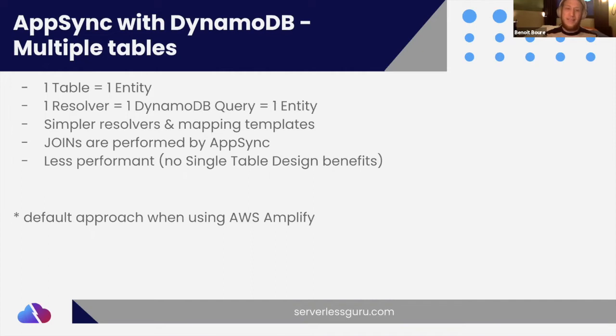One downside to that is that it's a bit less performant. Because you're using multi-tables, you cannot use single table design benefits. And also, because all your resolvers in AppSync or in GraphQL will be executed in a sequence, it can make the response time a bit slower because they all have to be executed one after another. And if I'm not mistaken, for those who are using Amplify, this is the default way of doing AppSync with DynamoDB.